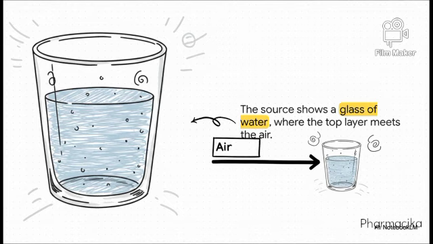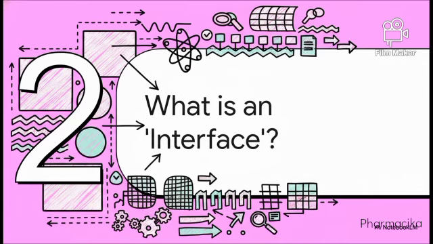Think about a simple glass of water. That perfectly flat top layer, that's the surface. And why? Because it's the exact point where the liquid water meets a gas, the air above it. Pretty straightforward, right? Okay, so we've got surfaces down. Let's move on to the second part of our puzzle.